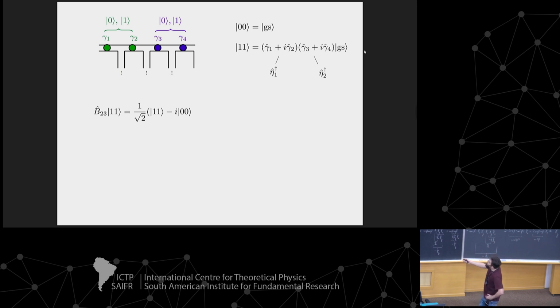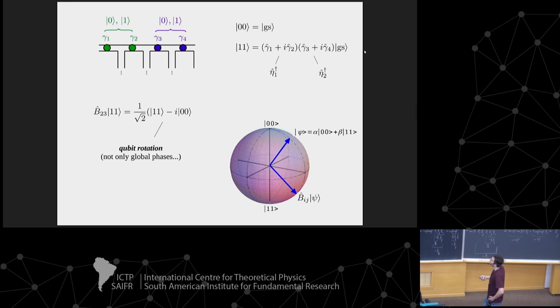You see that braiding these two Majorana fermions in this state is not just giving us a minus or plus phase at the end of the day. Actually, it creates a superposition of this initial state with the state with no Majorana fermions at all, okay? And this is a non-trivial operation that I'm doing in my logical qubit.